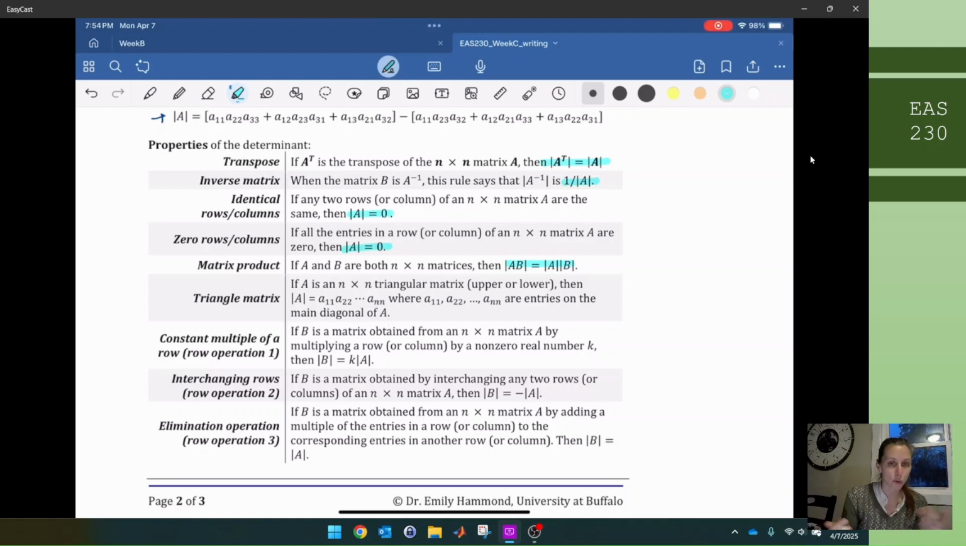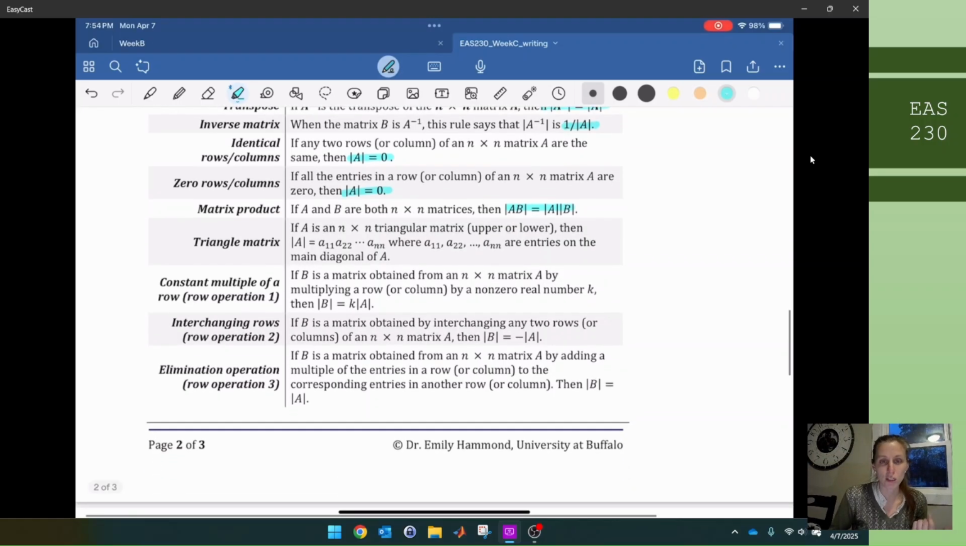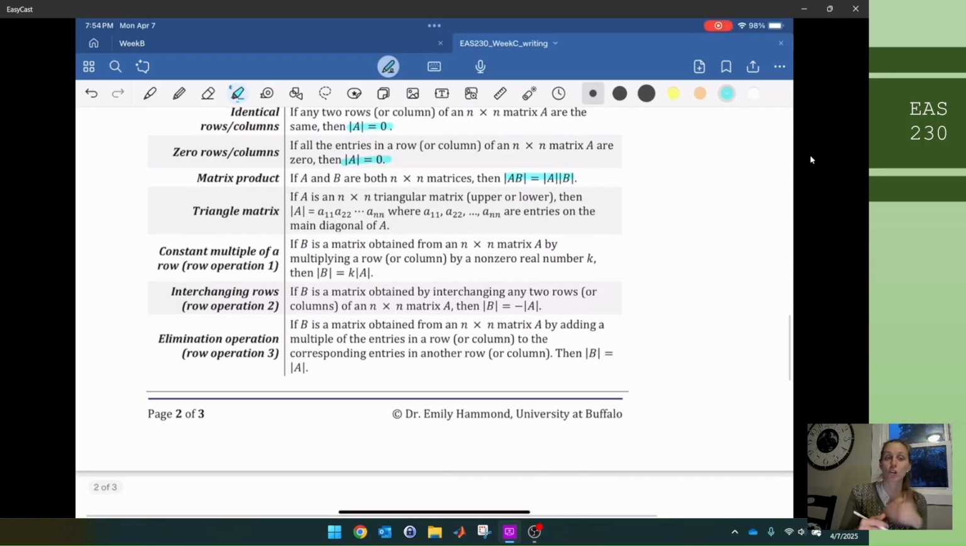If we have a triangle matrix, then it's just the diagonal entries multiplied by each other. That makes sense. And if we do our row operations, we can also see how our determinant changes. So here's row operation 1, where we multiply by a constant. If we swap two rows, and if we replace a row by adding it to another row, the elimination step, our determinant will change as we change our matrix in a predictable pattern.